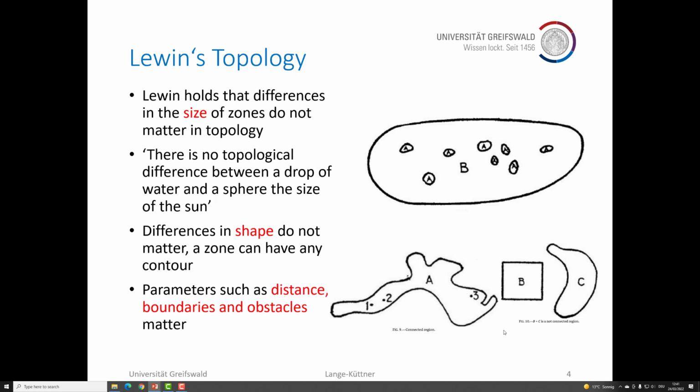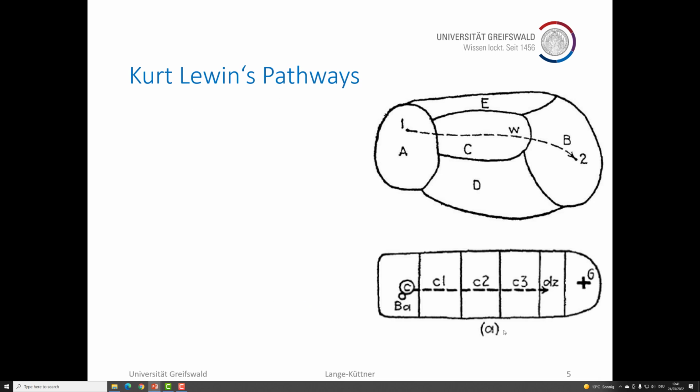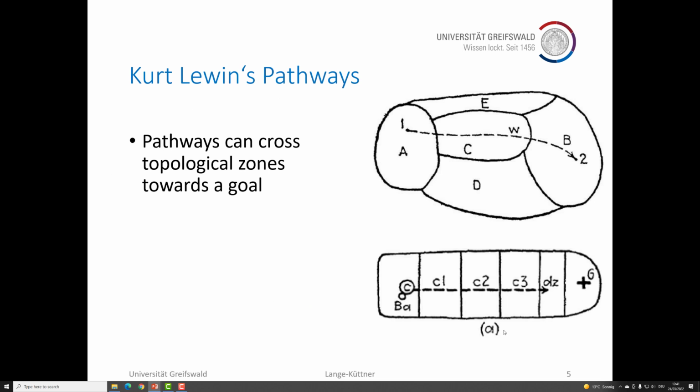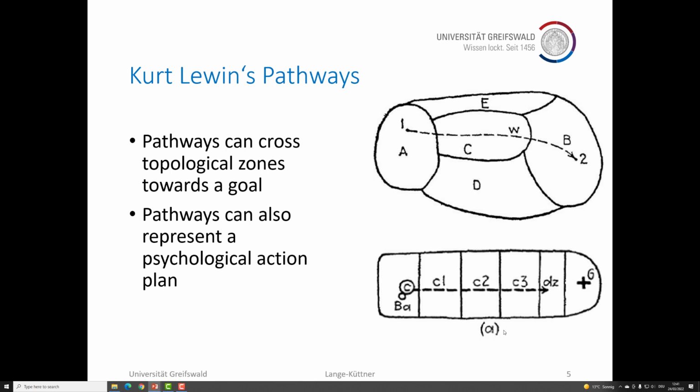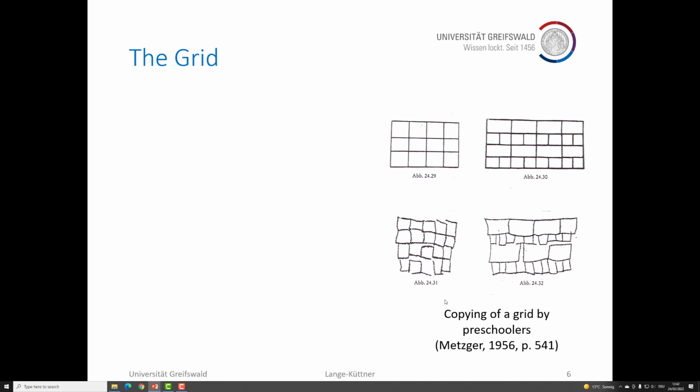Parameters, though, such as distance, boundaries, and obstacles do matter. Pathways can cross these topological zones towards a goal. And pathways can also represent a psychological action plan. So on the figure here below, we can see an action plan for climbing a staircase. Now I'm coming to the grid study.